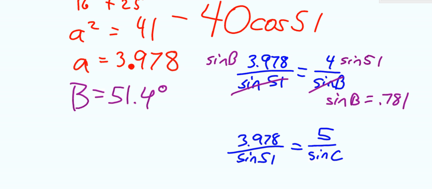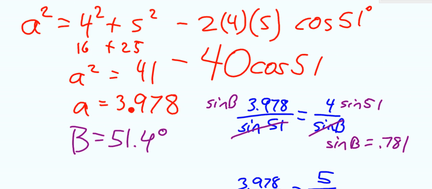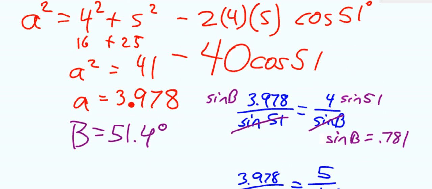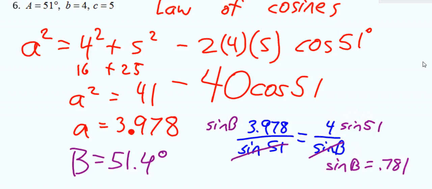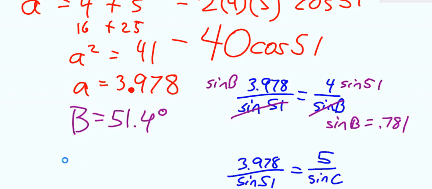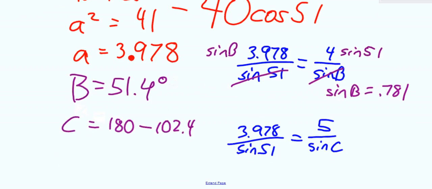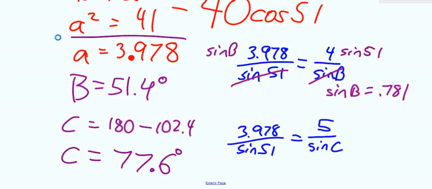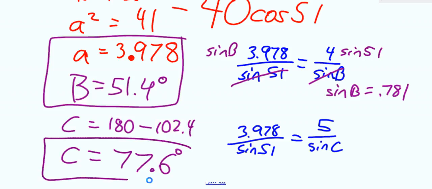And then really, now that you know two angles, you could just find the third. You don't have to do law of sines, although you could if you really want. You have to add to be 180. So 51 plus 51.4, that's 102.4. So 180 minus 102.4 is 77.6 degrees. There's the three missing pieces.